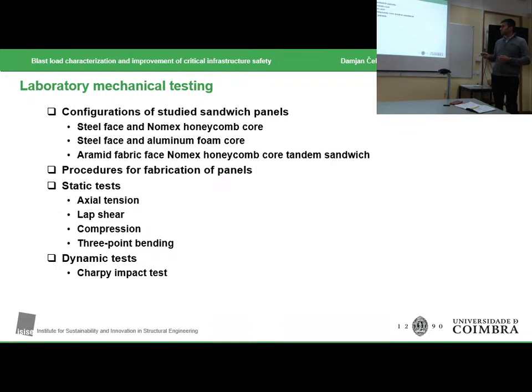So here in this part of the presentation, I will present how these panels are produced. So the steel and Nomex panel and the fabric one are being produced manually, and the steel face and aluminium foam core came already as a product. And then I will show some static and dynamic tests that were performed in the lab.